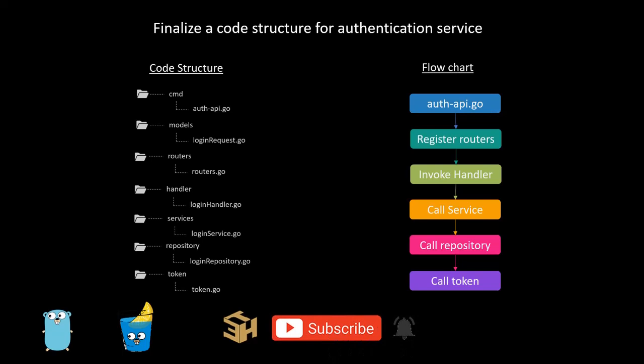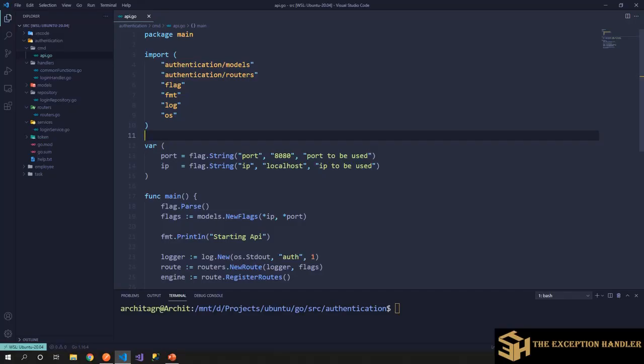Now this handler package would take the request models and give them to the service methods. Now the service method would again call the repository in case it wants to interact with the database, or the token package in case it wants to generate the token or validate the token. So now let's have a look at the code and let's understand how we have created the API and the validate token function. Now let's have a look at the code that we have used.